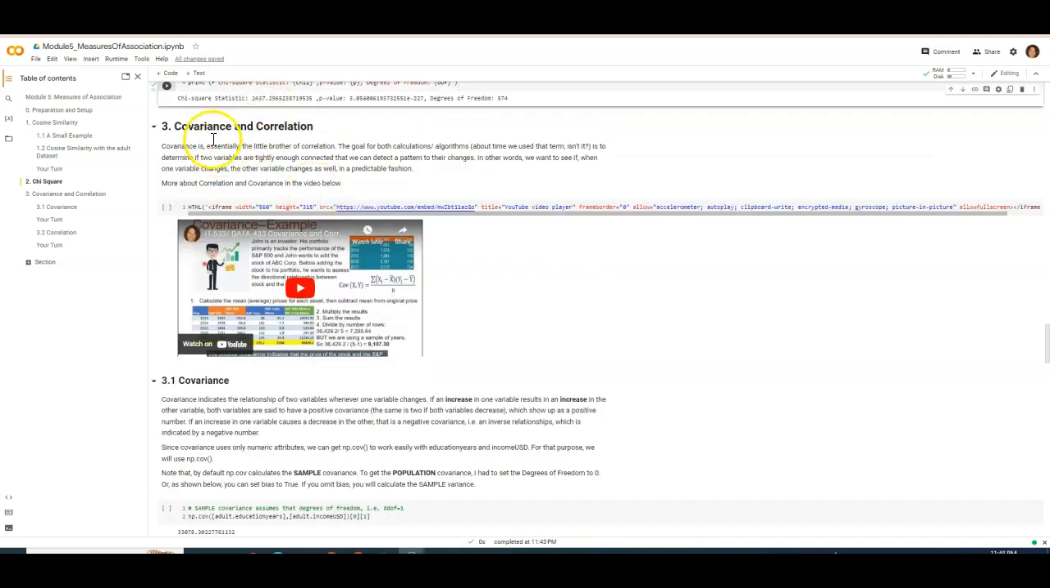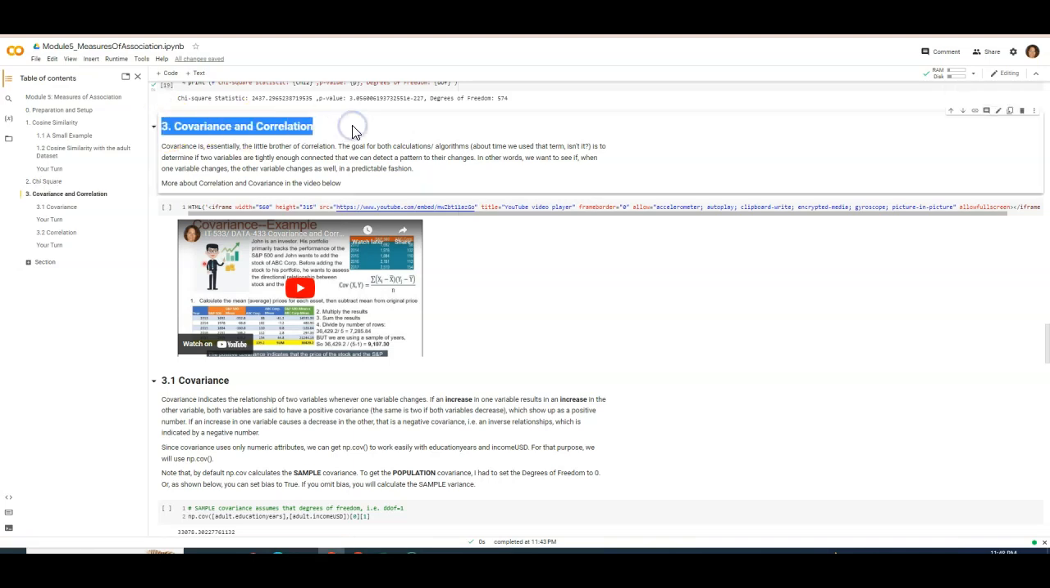All right, so the third topic today is covariance and correlation. Covariance and correlation are related, and the goal is for both of these to determine if two variables are tightly enough connected that we can detect a pattern to their changes. In other words, we want to see that if one variable changes values, does the other variable also change values? And if so, are those changes related in some way by some sort of function?